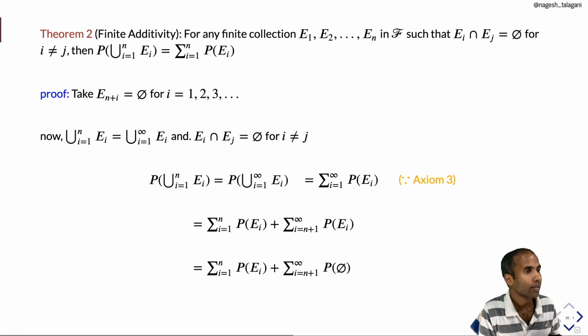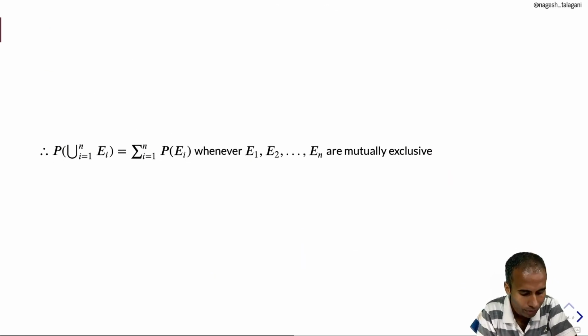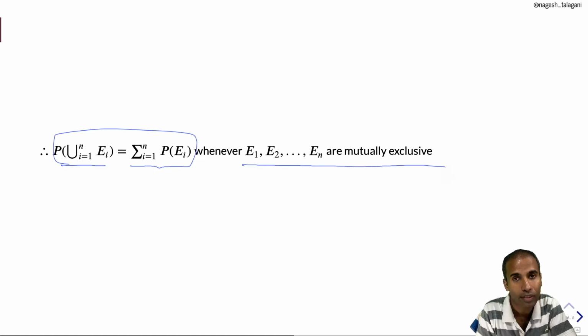So let's clear this. Here we have this: the probability of the union i equal to 1 to n of Ei is going to be the summation i equal to 1 to n of the probability of Ei, whenever E1, E2, ..., En are mutually exclusive events. This is the finite additivity property.